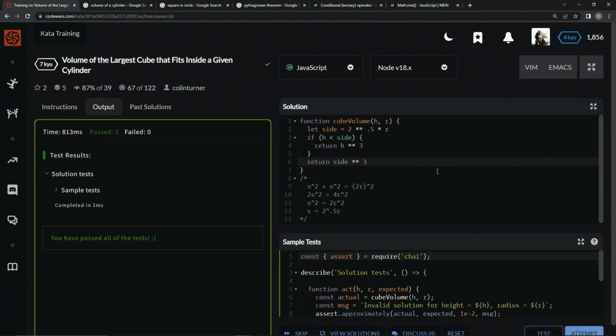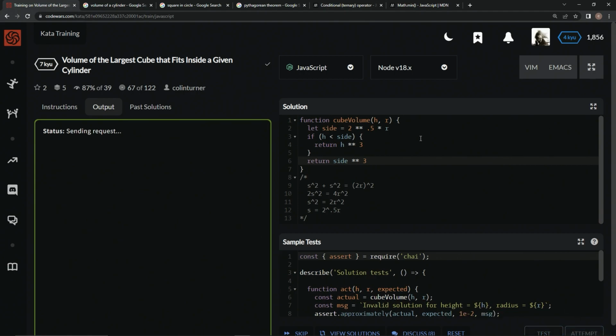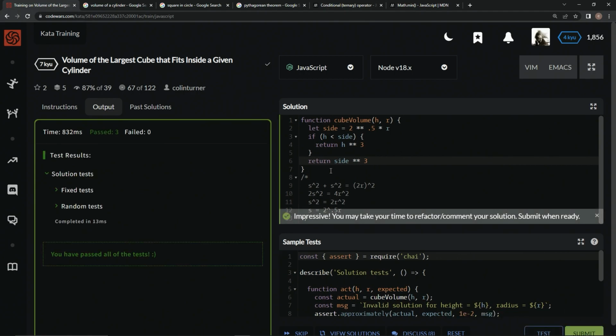And would you look at that? There we go. That's some mathletics right there. All right? Let's attempt it. And there we go. Look at that. Look at that. But you know what?